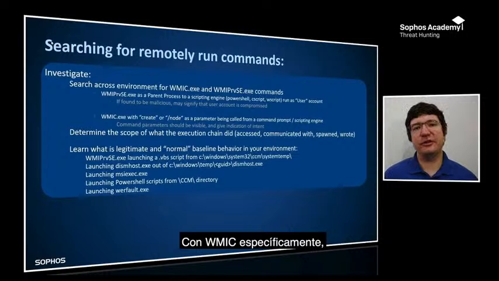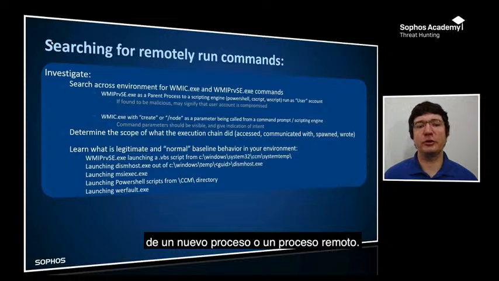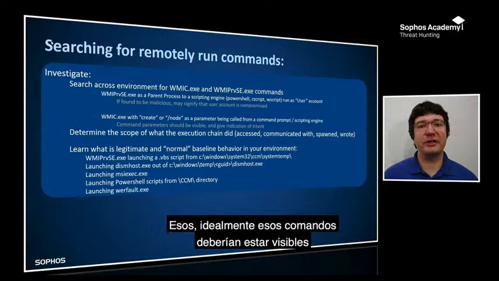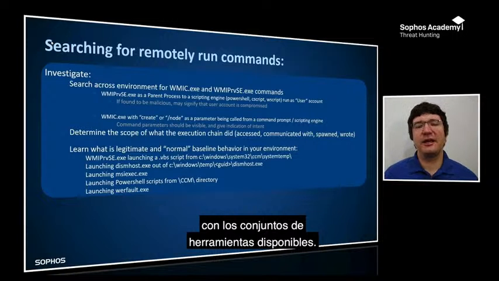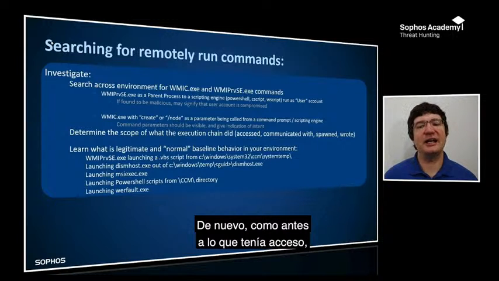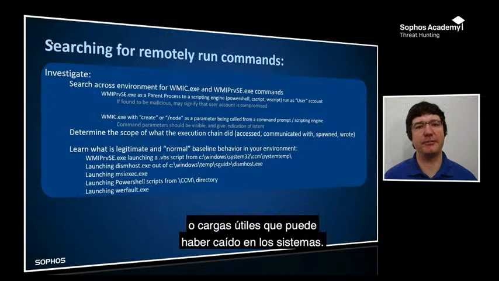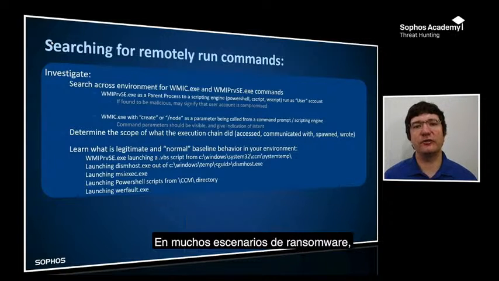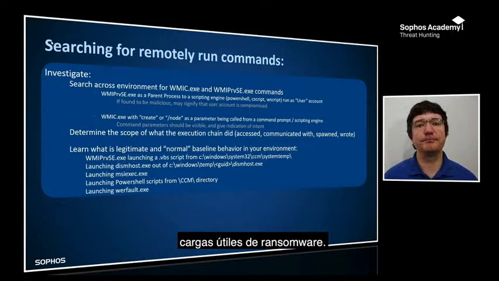With WMIC specifically, look for the create or /node parameters being called on the command prompt, as those usually signify the process creation of a new process or a remote process. Ideally, those commands should actually be visible and so are easily searchable with the available tool sets. Also, it's important to determine the scope of the execution chain. Again, as before, what did it access, what it communicated with, what processes it spawned, and ultimately what files it wrote or payloads that it may have dropped on systems. In a lot of ransomware scenarios, WMI is used to deliver and remotely execute ransomware payloads.